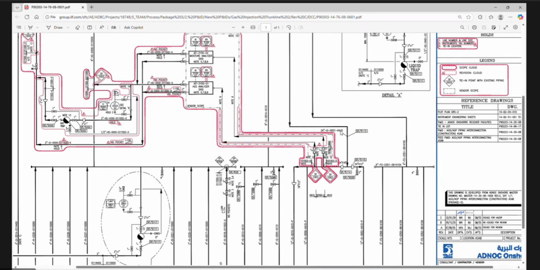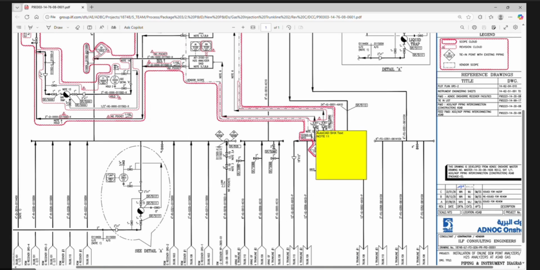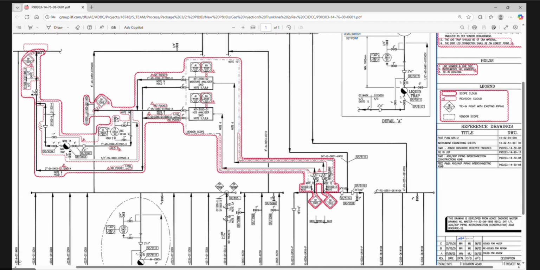The injection line has a design pressure of around 432 bar and a design temperature of around 115 degrees centigrade. We are going to tap from the injection header, which is going to injection trunk lines 1, 2, and 3. From there, we are tapping and giving the online parameters for H2S and for moisture. These two parameters are the most important to check the current corrosion in the trunk lines.